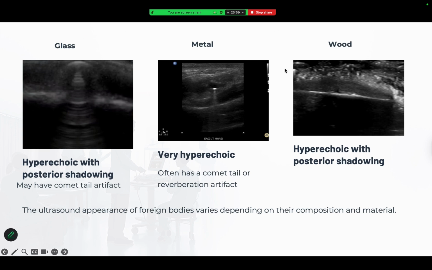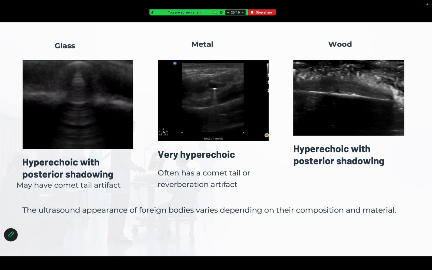Different foreign bodies have different appearances. For example, glass is hyperechoic with posterior shadowing, and sometimes has a comet-tail artifact. So it is a common appearance for glass as a foreign body. Metal is a very hyperechoic object that often has a comet-tail or reverberation artifact. And wood is hyperechoic with posterior shadowing. So the ultrasound appearance of a foreign body is based on the object, its composition and material.